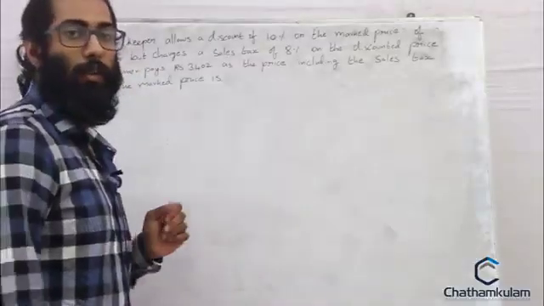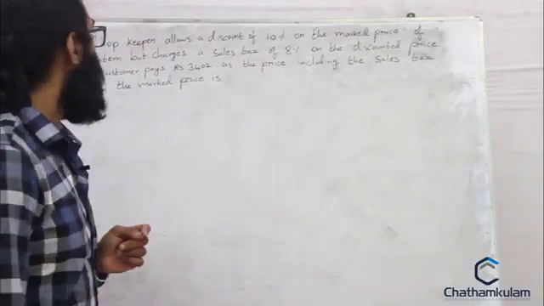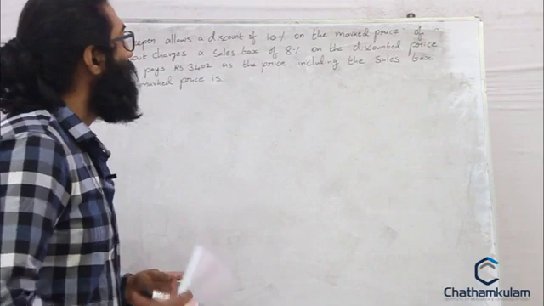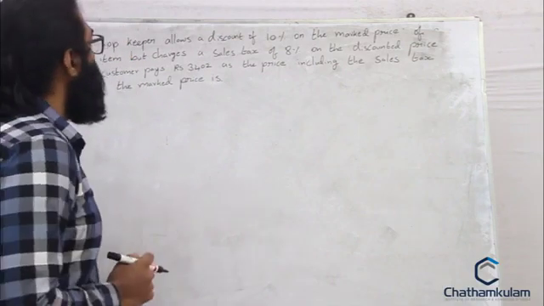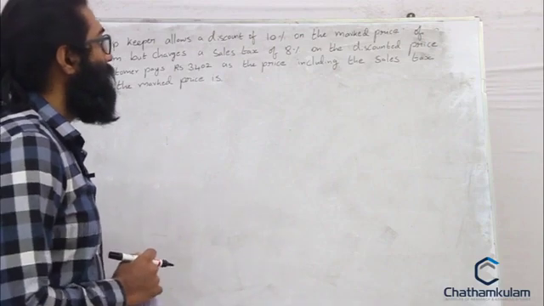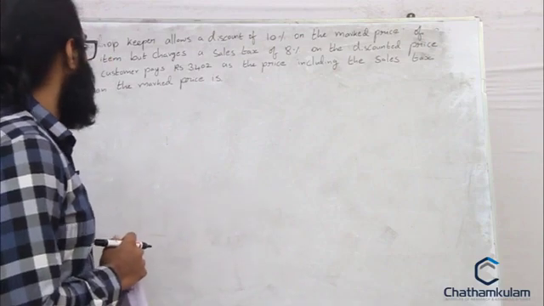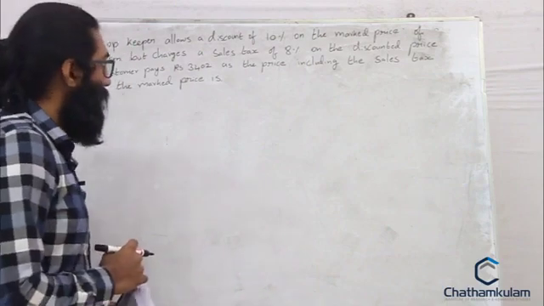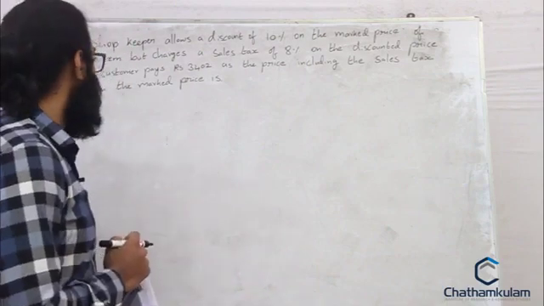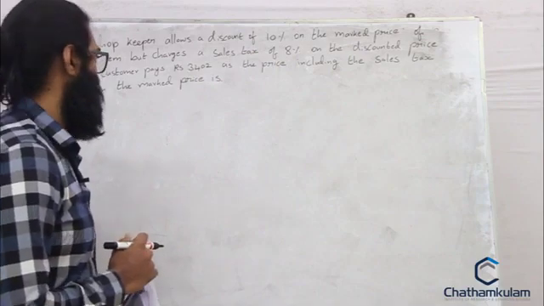So the next question we'll be discussing is: a shopkeeper allows a discount of 10% on the mark price of an item but charges a sales tax of 8% on the discounted price. If the customer pays rupees 3,402 as the price including the sales tax, then the mark price is?